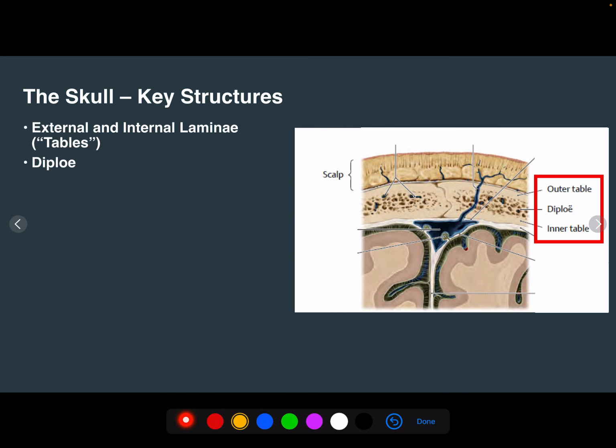So the external and internal laminae are oftentimes referenced as tables. It's composed of compact bone on the outer surface and compact bone on the inner surface here. Outer surface, inner surface. Okay, and that's compact bone meant to enclose and protect the brain. Okay, the diploe, depending on how you pronounce it, is going to be much more of a spongy, cancellous, trabecular type bone, and that's going to be sandwiched in between the two tables.